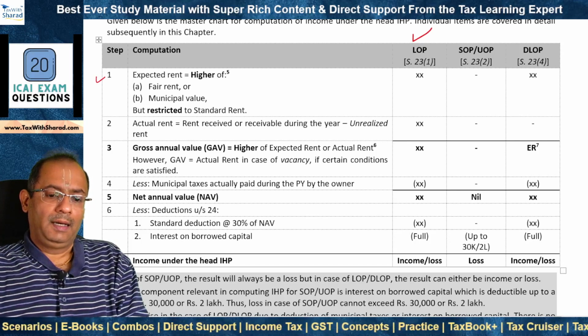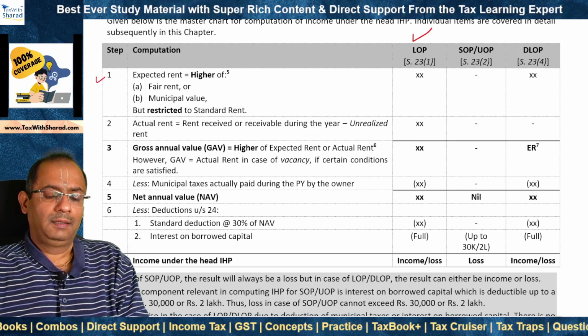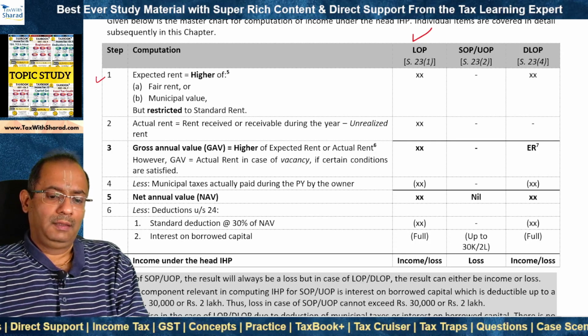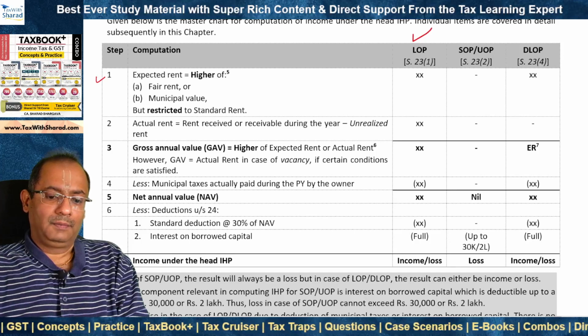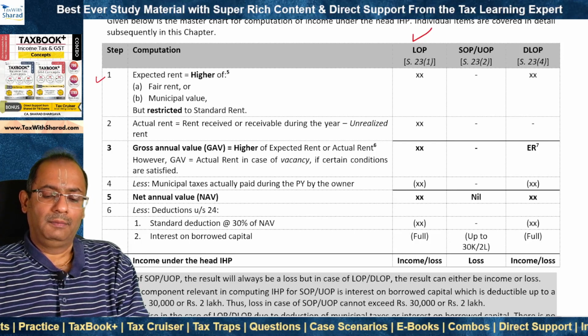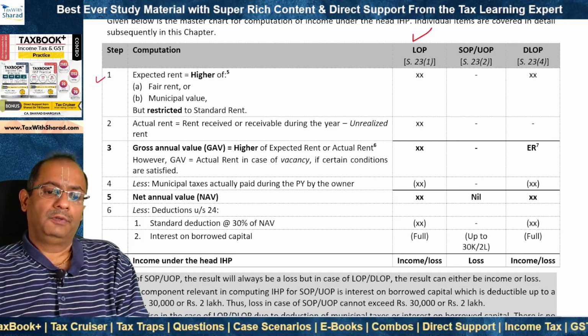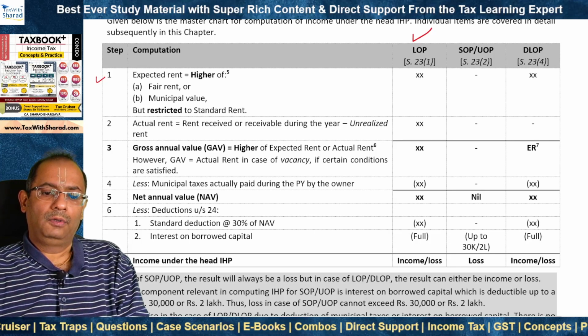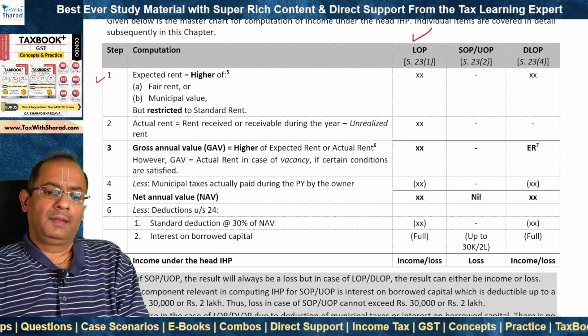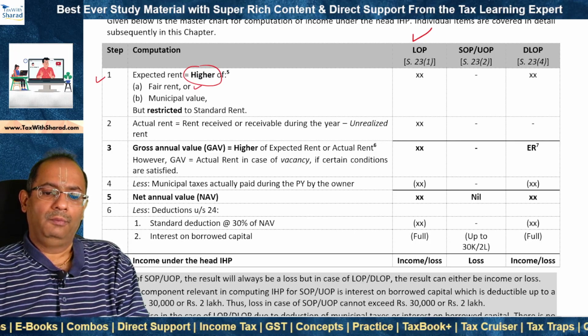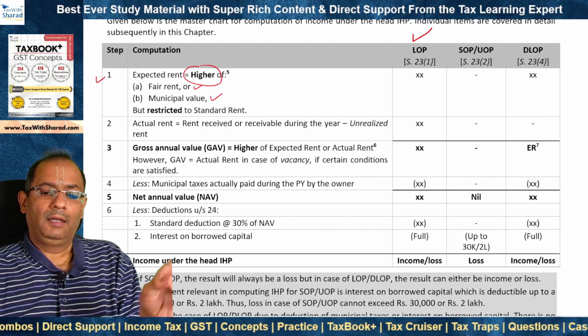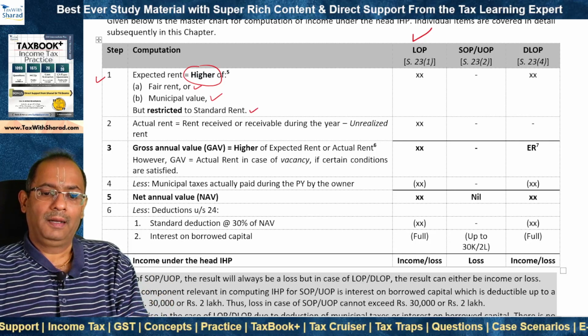So basically there are 6 steps in all, and towards the 7th step, we come to the result, which is the income under the head IHP. The first step is to figure out the value of expected rent. And expected rent is the higher of fair rent of the property or municipal value of the property, but it cannot exceed the amount of standard rent.